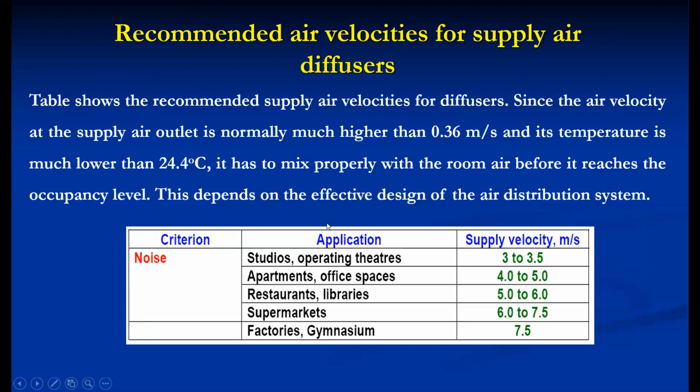The noise criteria is also important. For various applications, for supermarkets, factories, and gymnasiums, the supply air velocities can be high, in the range of 6 to 7.5 meter per second. For restaurants, it is in the range of 5 to 6 meter per second. For apartments and offices, it is 4 to 5 meter per second. And for studios and operating theaters, it is 3.5 meter per second.